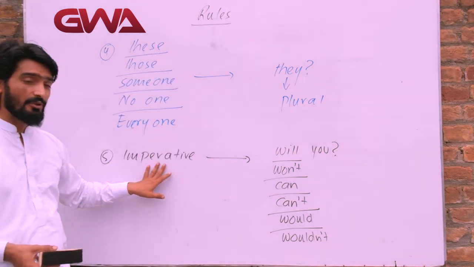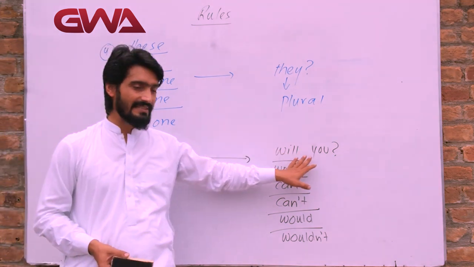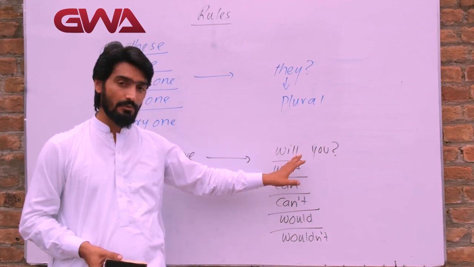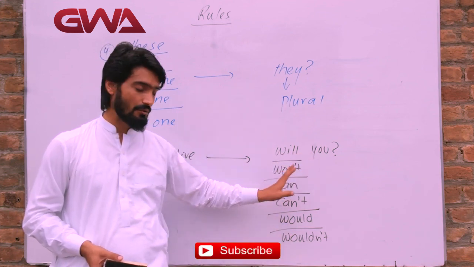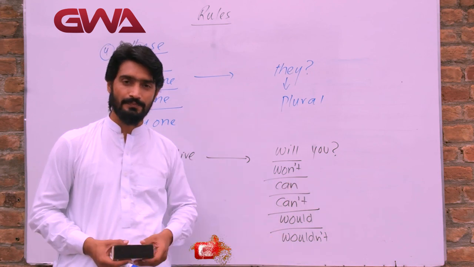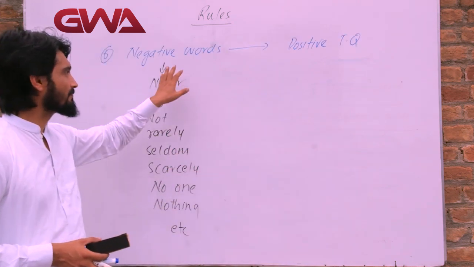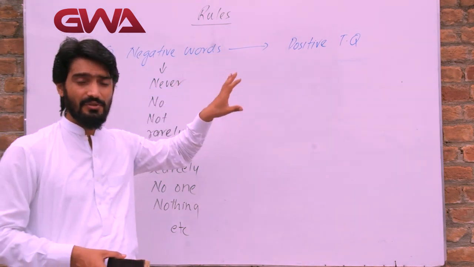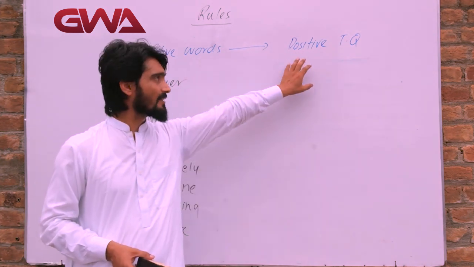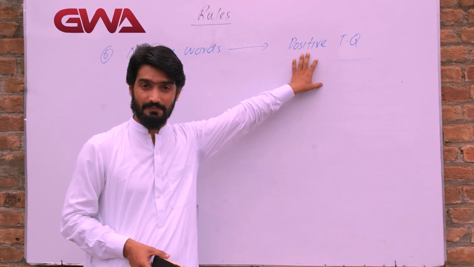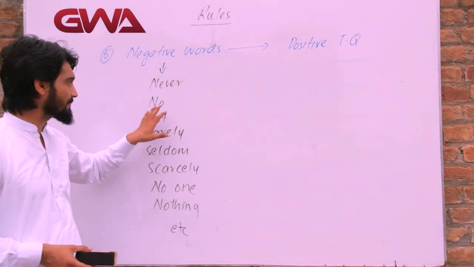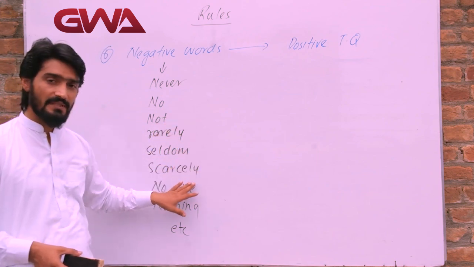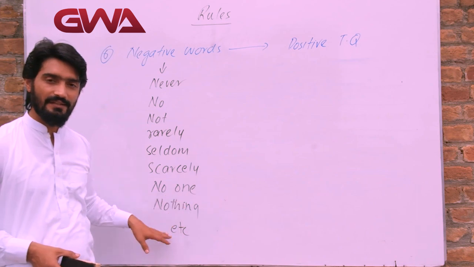Rule number 5, when we have an imperative sentence, in tag question we have all these options and all of them are correct. Will you, won't you, can you, can't you, would you, wouldn't you. Rule number 6, remember, when we have a negative word in a sentence which makes the meaning of a sentence negative, we will have a positive tag question. Now some of the negative words are here: never, no, not, rarely, seldom, scarcely, no one, nothing, and etc.